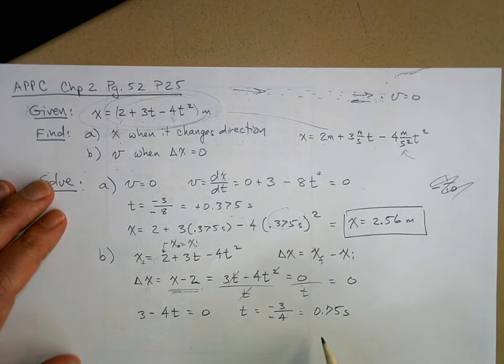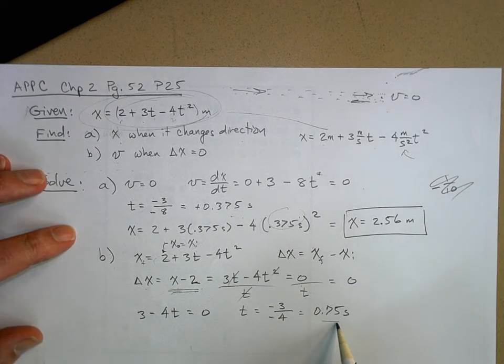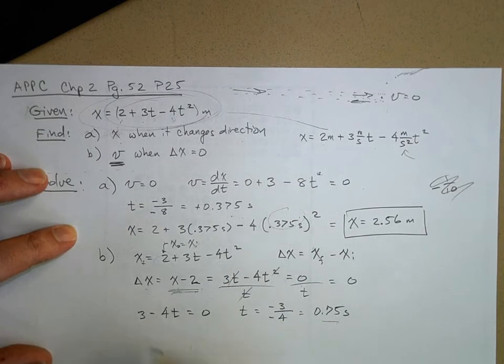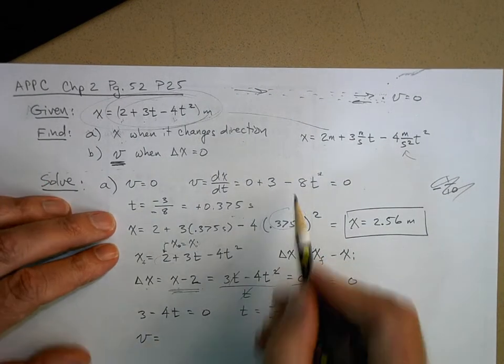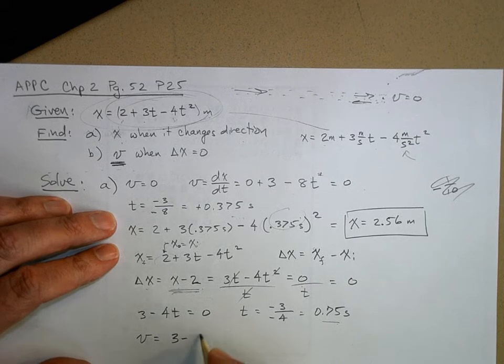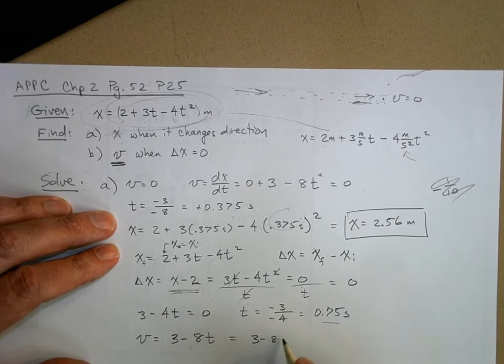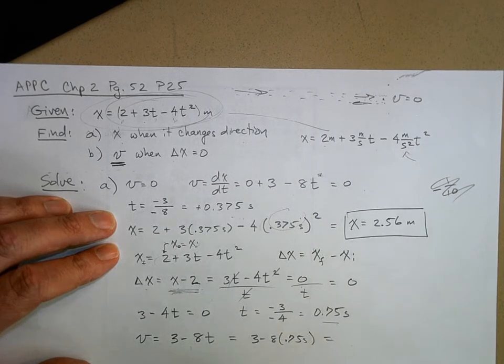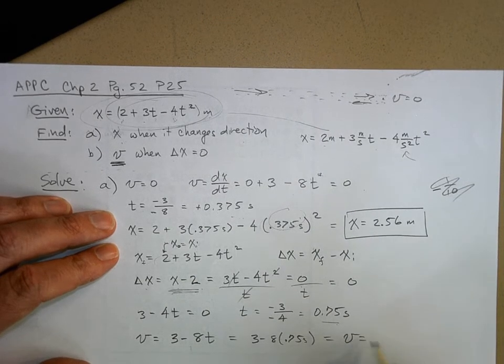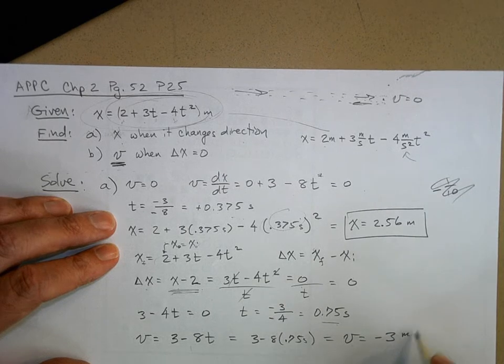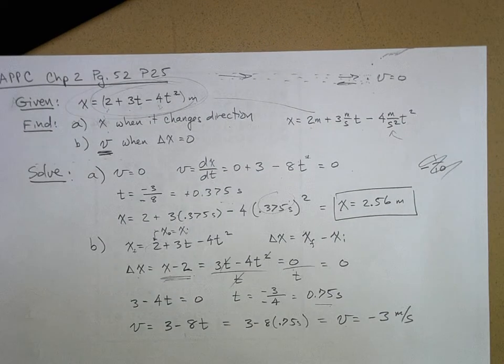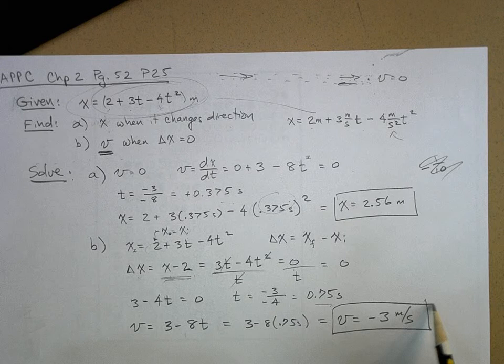And now I could plug this value in, but what am I trying to find? I'm trying to find the velocity. So the velocity function is, and we already have it here, 3 minus 8 times t. That's equal to 3 minus 8 times 0.75 seconds. And when you do the arithmetic, v equals negative 3 meters per second when you plug all that in.